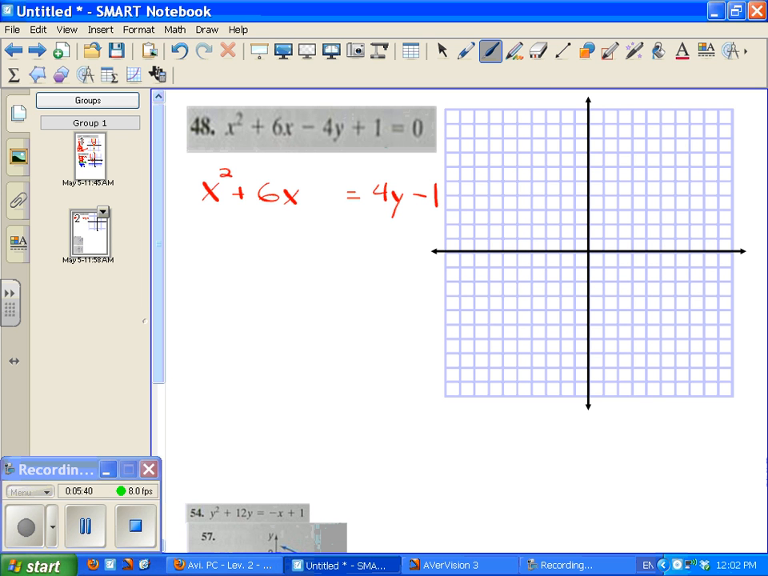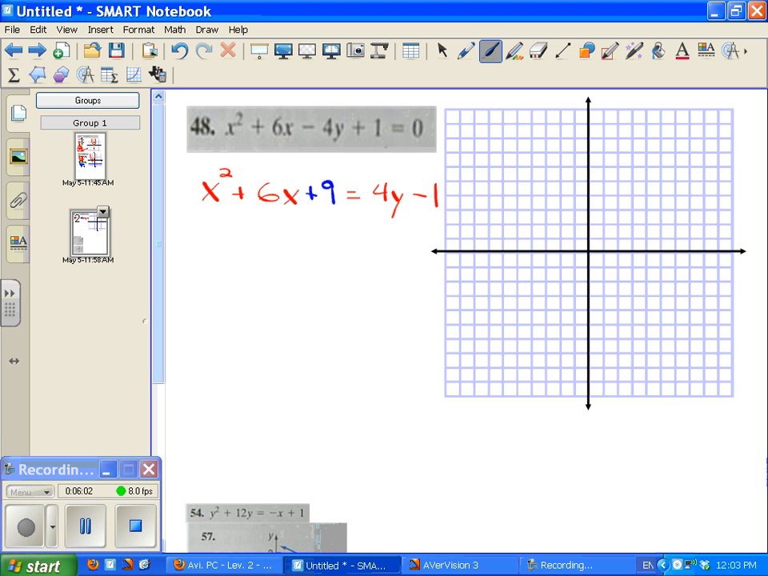All right, so I moved everything that didn't have an x. Now, is this going to be an up and down type or left and right kind? Up and down for sure, because the x is the thing that's squared. Now, I want to complete the square here. What do I want to be over here? So you want a 9.